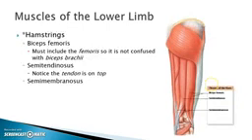The flexors of the knee are on the posterior side, so we know knee flexion is making the angle smaller, and these are called the hamstrings. And there are three muscles that make up the hamstrings: the biceps femoris, semitendinosus, and semimembranosus. All three of these muscles have an origin on the ischial tuberosity.